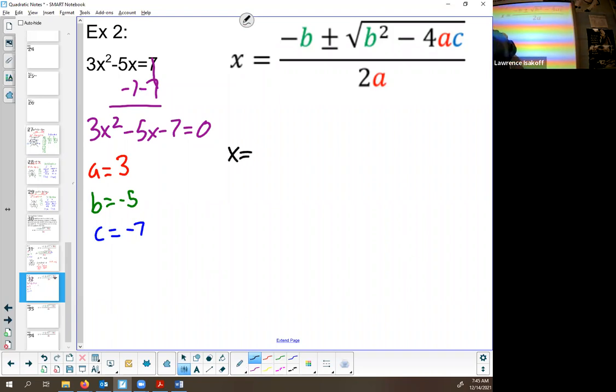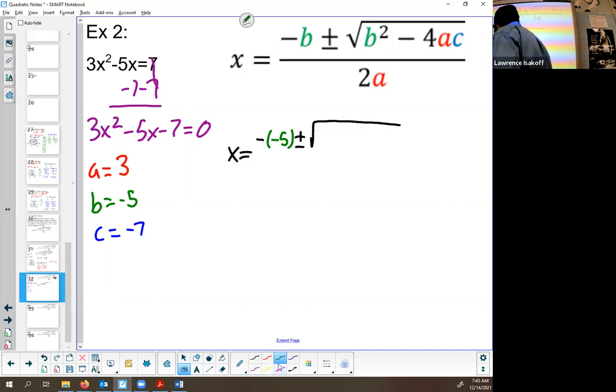So let's get plugging in. It's going to be x equals negative, what's my b value here? So negative 5, plus or minus the square root. Again, we're plugging in that same b value. Please use parentheses around it. Square, minus 4. Now, what's my a value?